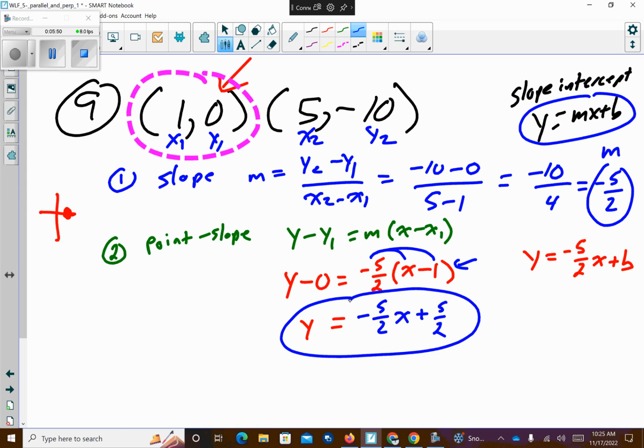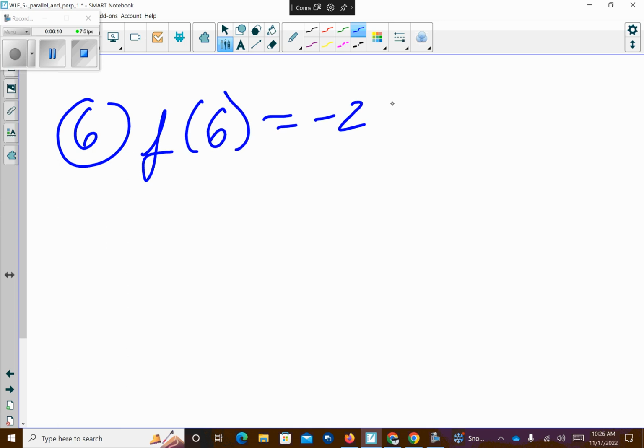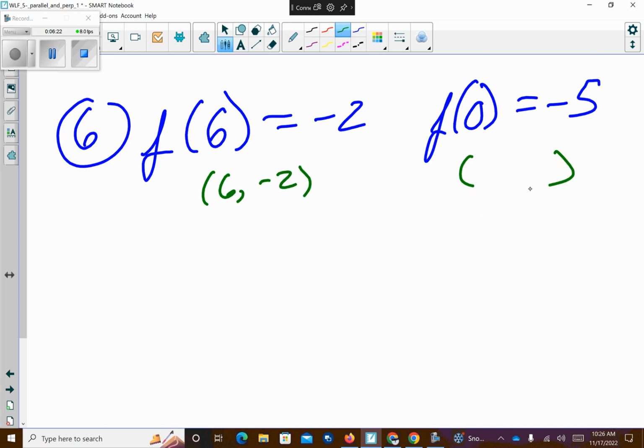Any other questions off the homework I can help y'all with? Number 6, then 10. Okay, let me do 6. Look at number 6. Wait a minute. This yields me the point 0.6 comma negative 2. So this gives me the point what? Follow the pattern. 0 comma negative 5. There you go.